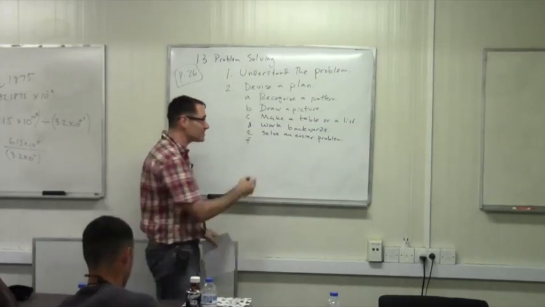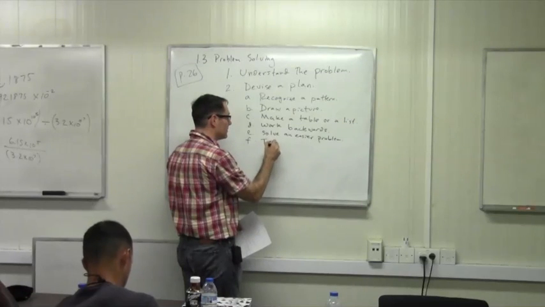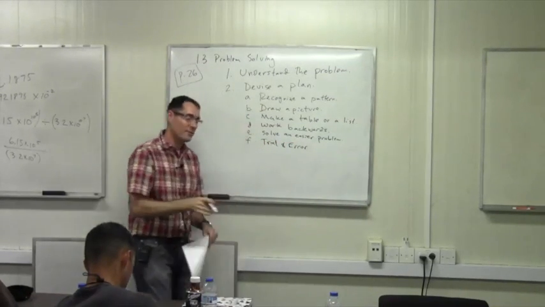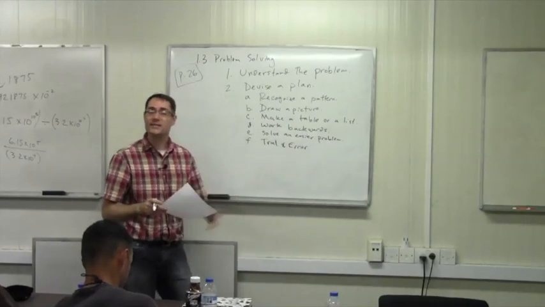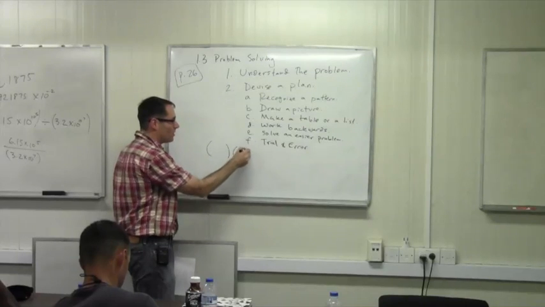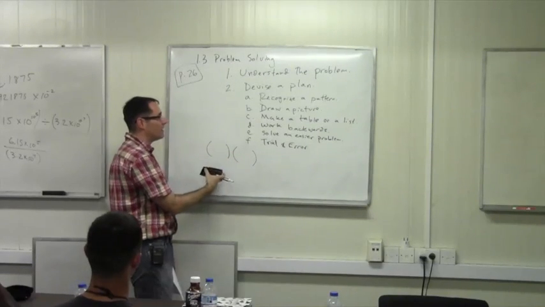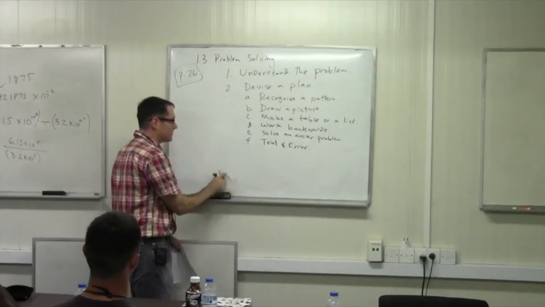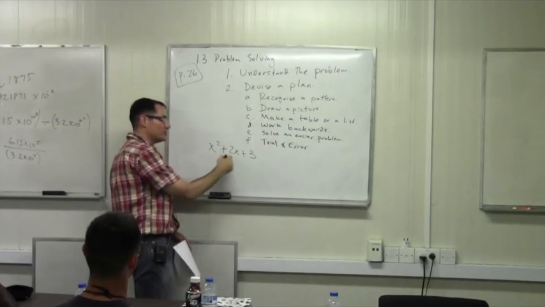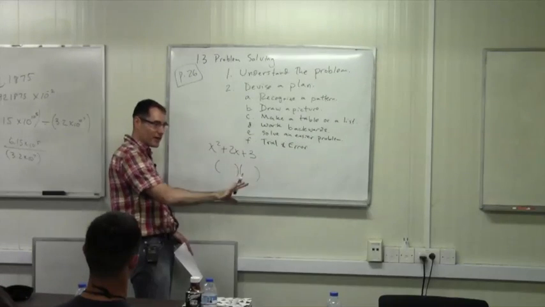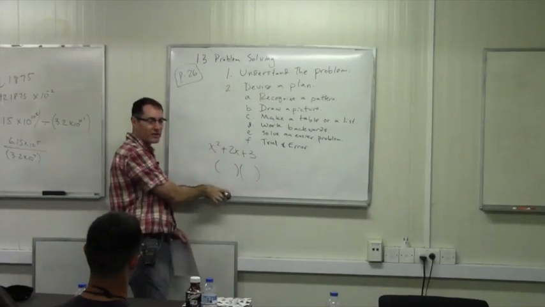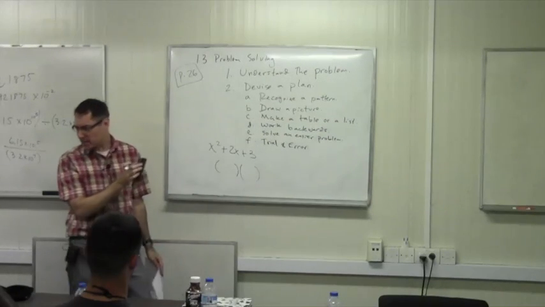Another way to do it sometimes, trial and error. I know that sounds terrible sometimes. It's not that bad. Sometimes you have to do that. When we get to this thing called factoring, where we want to take something like x squared plus 2x plus 3, and we want to turn it into its component factors. We'll get to what that means in a few weeks. We have to do a little bit of trial and error to solve that. So it's not a bad mathematical technique.